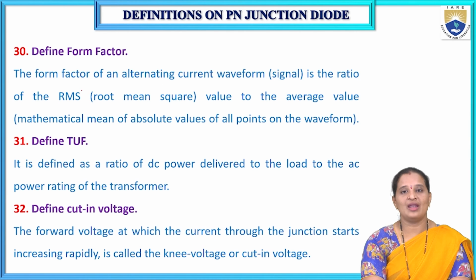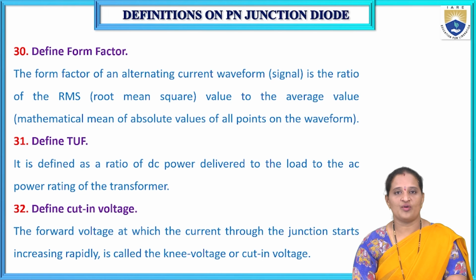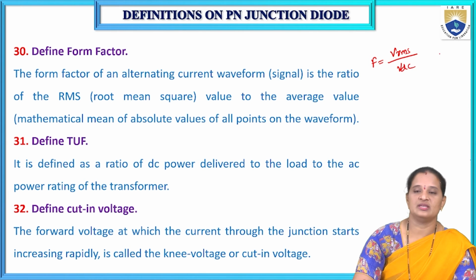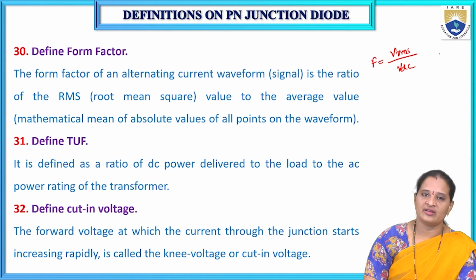RMS value is nothing but root mean square value, whereas average value is nothing but the mathematical mean of absolute values of all points on the waveform. Or else we can also define the form factor, represented as F, as the ratio of VRMS divided by VDC. So this is the form factor.